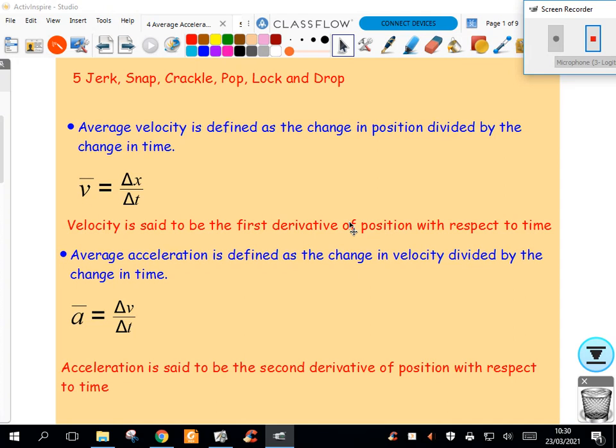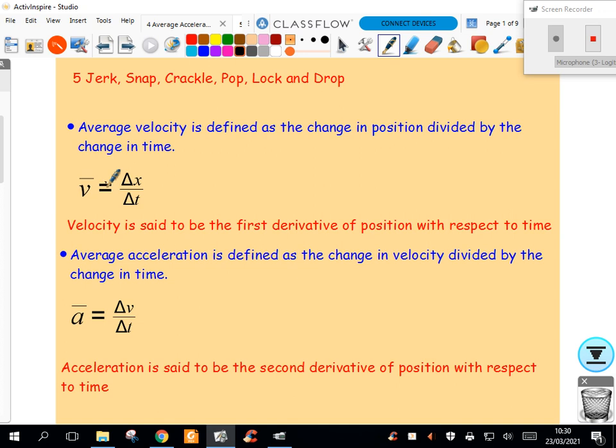Okay, so in this video I'm going to look at further quantities in kinematics that you probably won't ever see and use again, but may just mention them as a bit of an exploration. So we've looked already at average velocity. It's defined as the change in position divided by the change in time. There's its equation. And velocity is said to be the first derivative of position with respect to time.